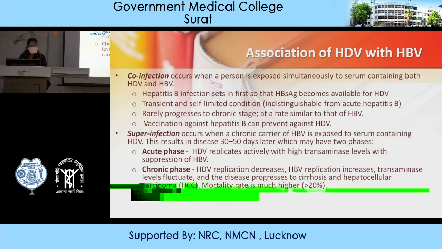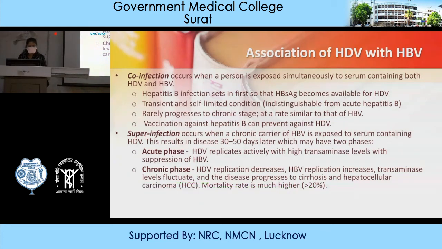In superinfection, it occurs when a chronic carrier of hepatitis B virus is exposed to serum containing the hepatitis D virus. This results in disease 30 to 50 days later, which may have two phases. One is the acute phase and one is the chronic phase. In acute phase, hepatitis D virus replicates actively with high transaminases level with suppression of hepatitis B virus. While in chronic phase, hepatitis D virus replication decreases, hepatitis B virus replication increases, transaminase level fluctuates, and the disease progresses to cirrhosis and hepatocellular carcinoma. Mortality rate is much higher, which is more than 20%.